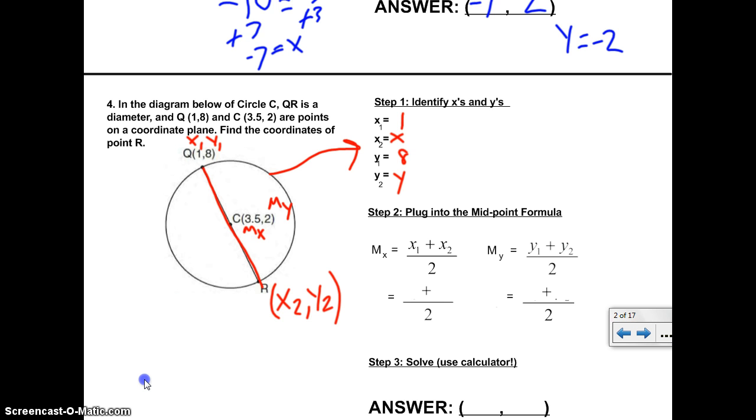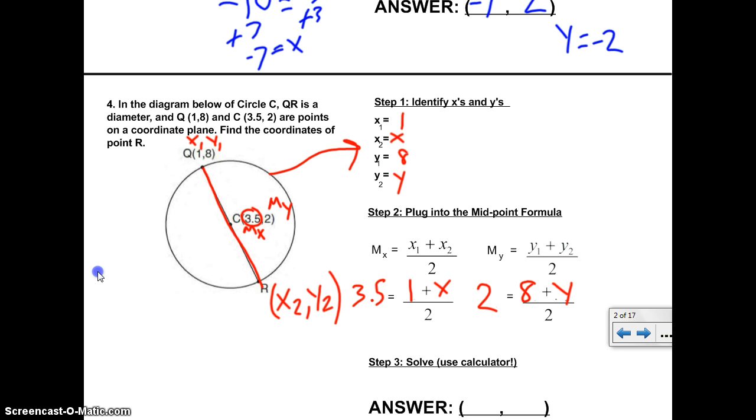Now let's move on to step 2. Let's plug in everything we know. So we know that mx is 3.5, so let's plug that in right there. And we know that my is 2. We know that x1 is 1. We know that y1 is 8. And then we don't know x2 or y2. And guess what? This looks exactly the same as it did in problem 3.